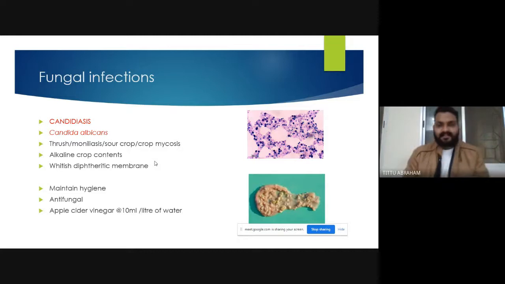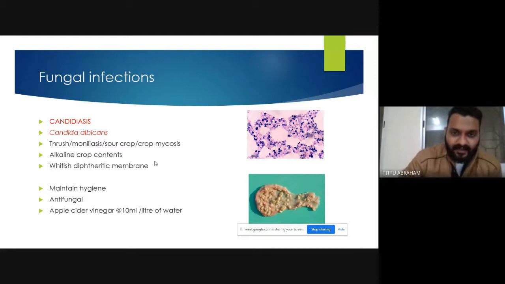Next one is the fungal infection. You might be very well aware of this fungal infection, especially Candida. Especially in hand-fed or young chicks, you can see white deposits inside the mouth. Most probably it will be Candida, especially Candida albicans. It will be white colored. It is called sour crop, moniliasis, thrush, and many other names.